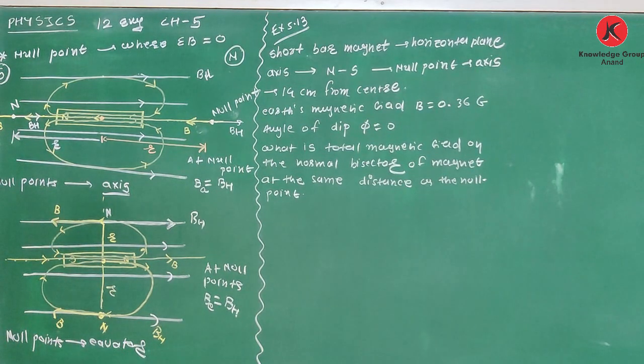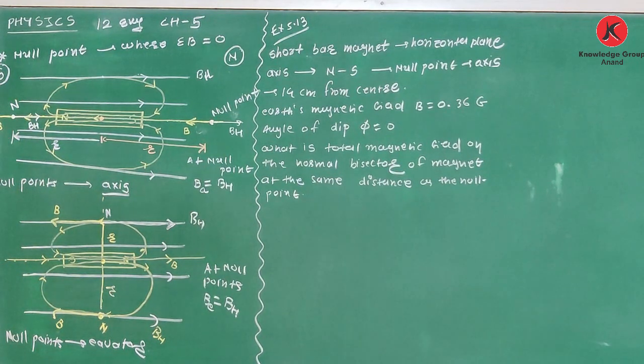Clear about this? So in this case, null points are obtained on equator. Now it is theory, one extra theory: what is null point. Now we will see some questions based on this null point.